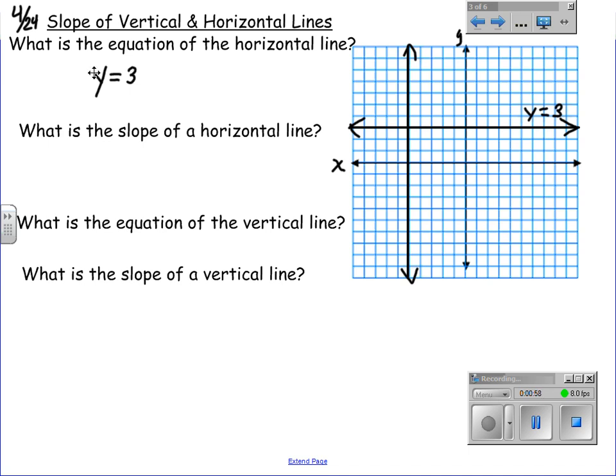We can determine it because we know how to get slope. What is slope the ratio of? Sophia? The change in y to the x. Very good. The change in y to the change in x. So what we can do is pick any 2 points on our horizontal line and see what the change in y and the change in x is between those 2 points.